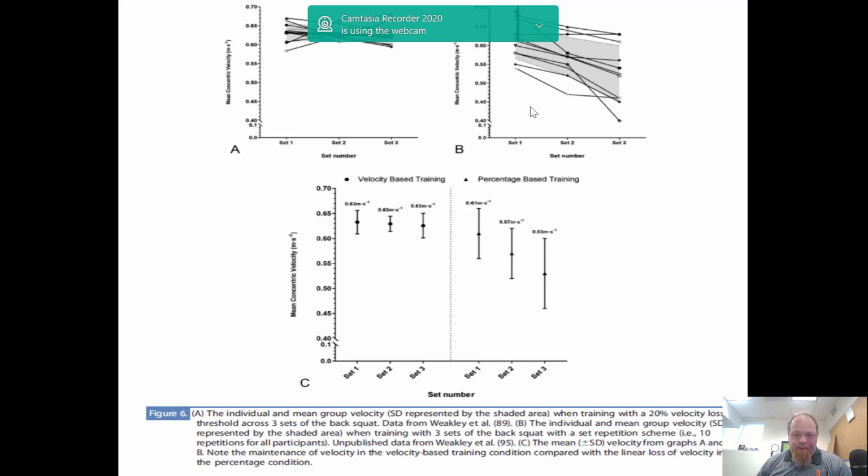I see 0.63, 0.63, 0.63 for VBT, so the mean velocity did not change. And I see that in the percentage-based group, a 0.61, a 0.57, and a 0.53, all with large standard error bars. So we could see how wide those adaptations are. What is that spread? It's pretty big.